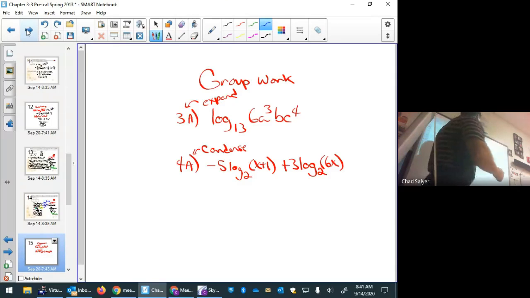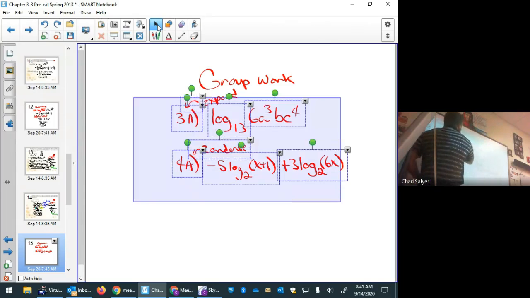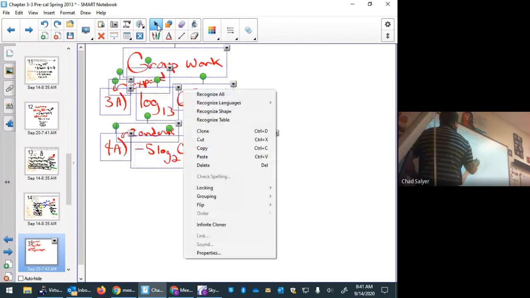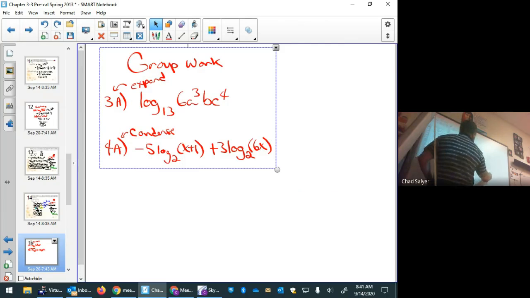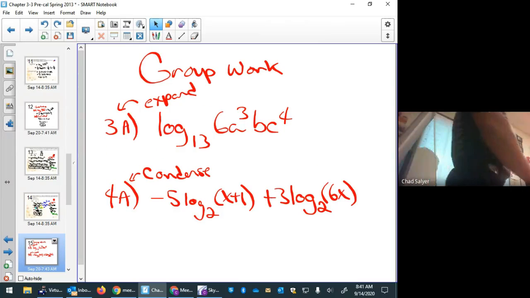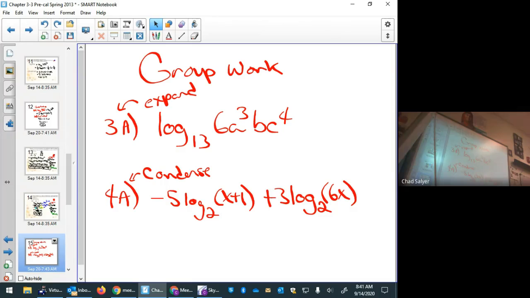Okay, so here's one for you guys, or two rather. I want you to try both of these. So I want you to try to expand A and then condense B. So try to expand the first example and condense the second. As always, stop me if you're unsure how to begin.